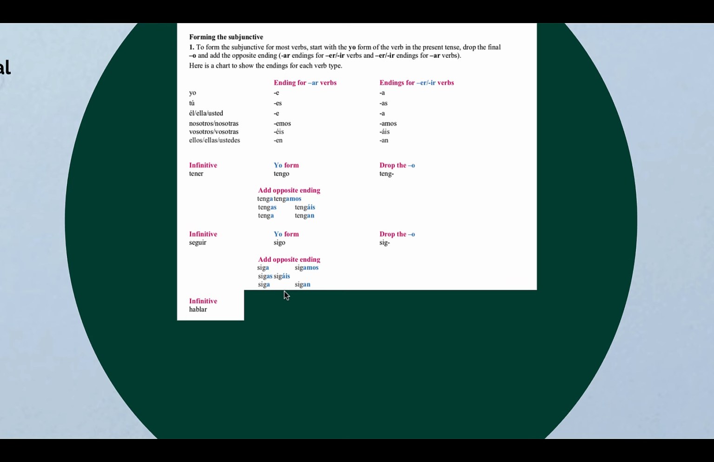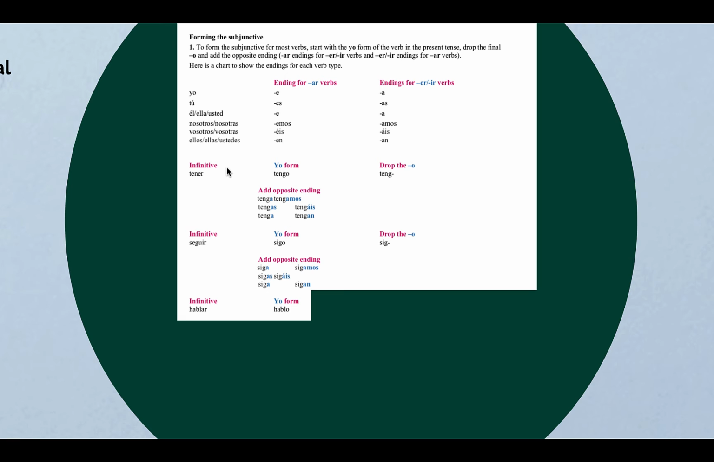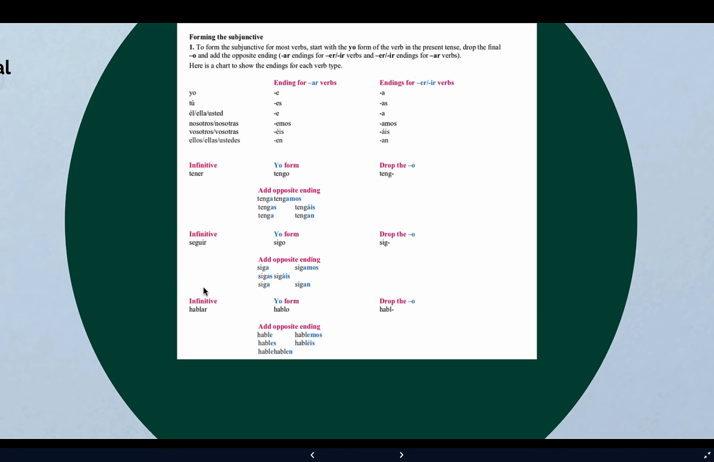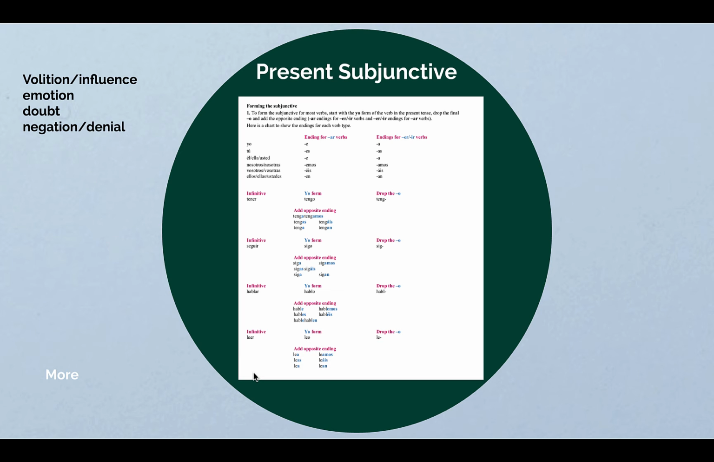Okay, hablar. This is an AR ending verb. Yo hablo is the yo form. Drop the O and proceed to add the correct ending. Depending on conjugation you need, here they are. Que yo hable, que tú hables, que él, ella, usted hable, que nosotros hablemos, que vosotros, vosotras habléis, que ellos, ellas, ustedes hablen. And there we go for leer, and you already know how to do it.